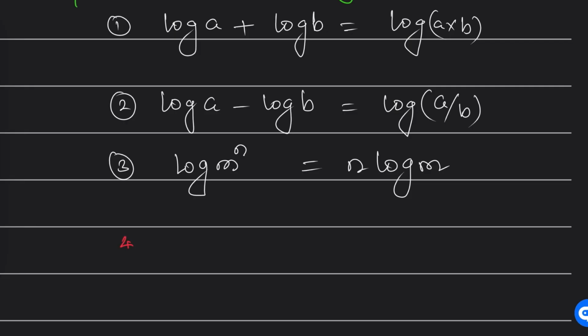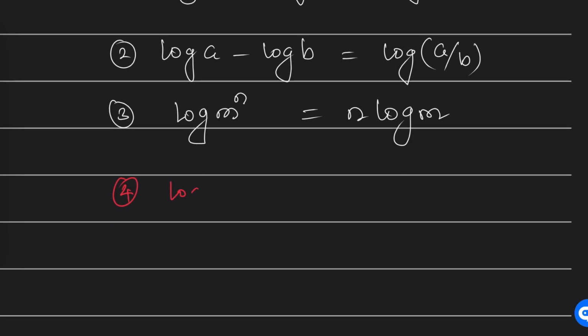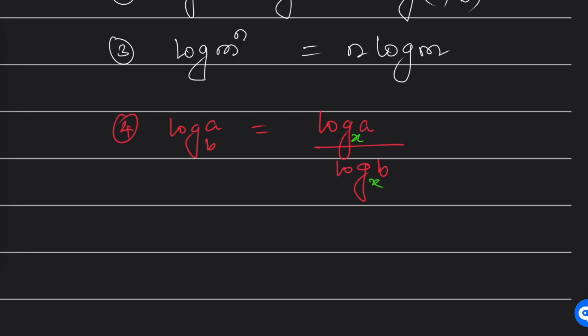Let me discuss this. Fourth formula is, if I'm saying log of a to the base b, it can be written as log of a by log of b, meaning the base will also become a log. Then what about the base of the log of a? Here the base you didn't write. You can choose any base, but it should be the same. If the base is x, then this will also be x. That's it. Understood? This formula you should keep in mind. Any confusion? No confusion.